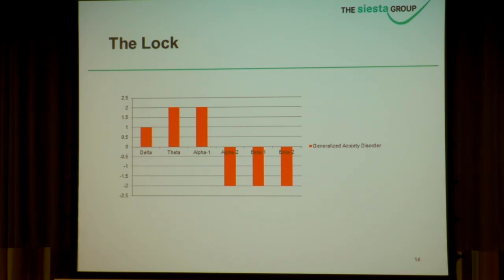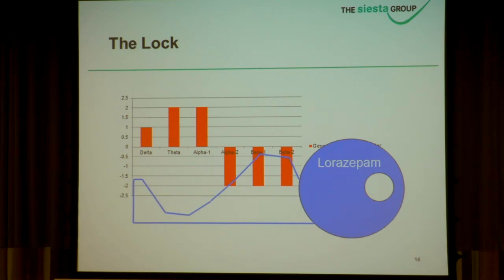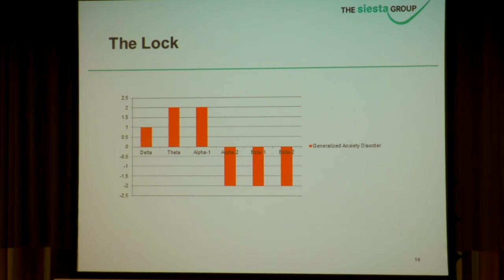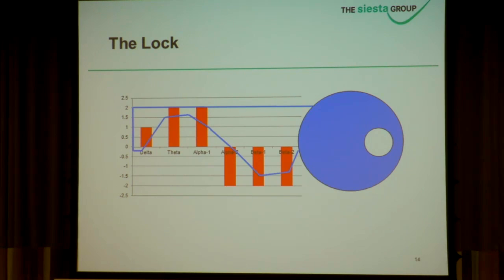And this is now the pattern that characterizes this disorder, and for which we can use the key that we drew previously, we just need to turn it around, and then you see it matches exactly. It's a decrease whenever we observe an increase, and it's a decrease whenever we observe an increase, and so on. So that's what Saletu and others mean by the key-lock principle.